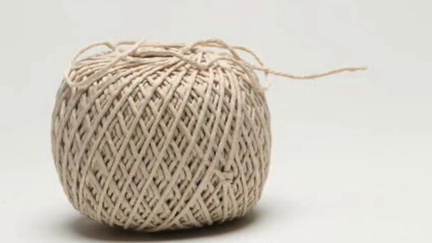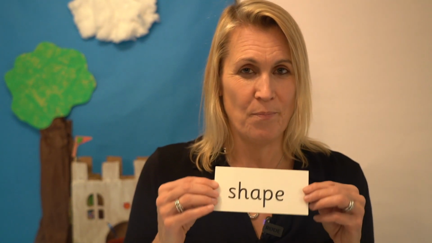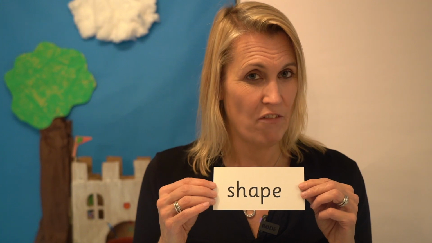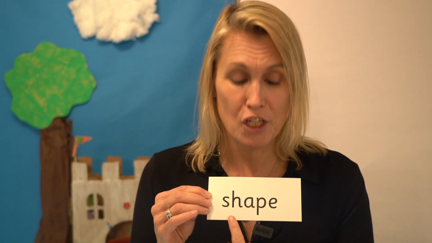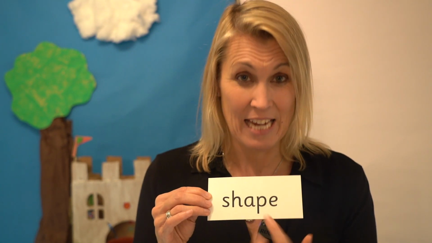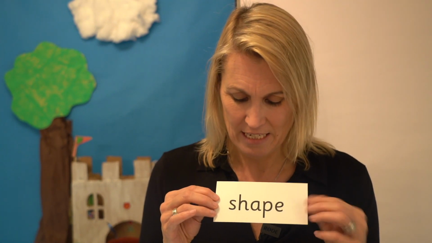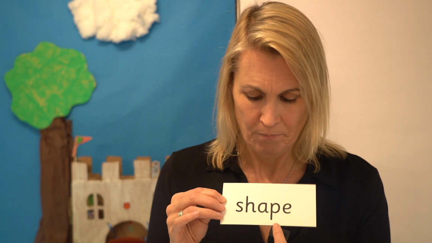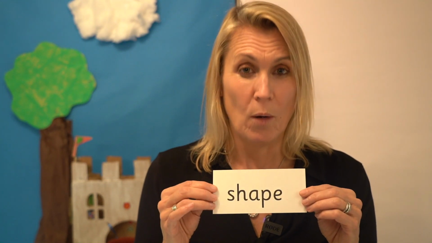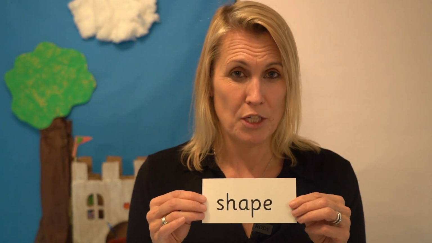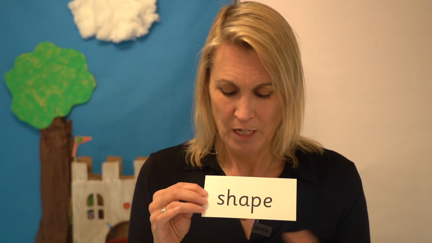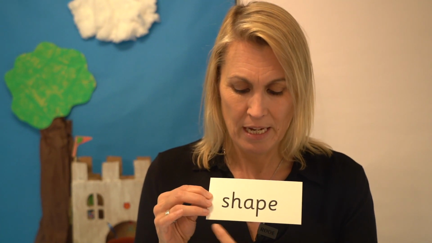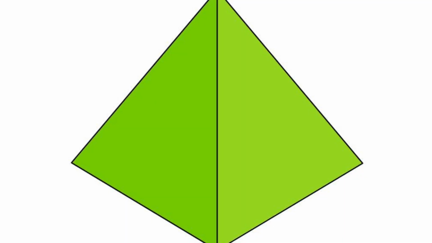String. Here is the picture of the string. Did you get it right? Final word. Can you spot the digraphs? Yes, the digraphs are sh and a. Read each sound, then blend. Point to the picture that matches the word. Shape. Shape. Here is the picture of the shape.